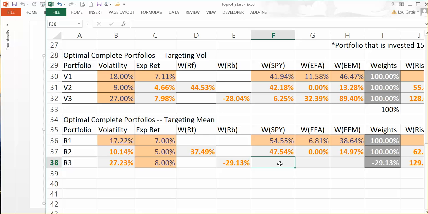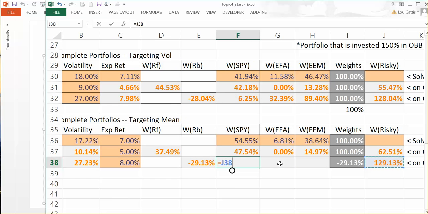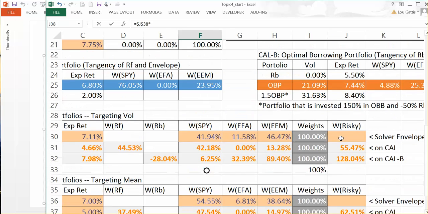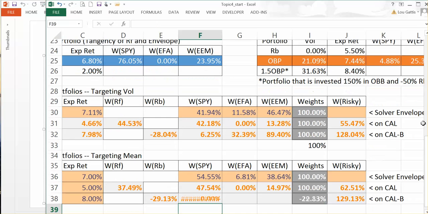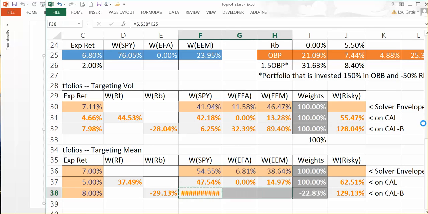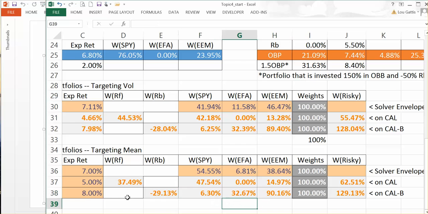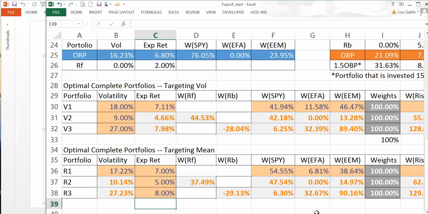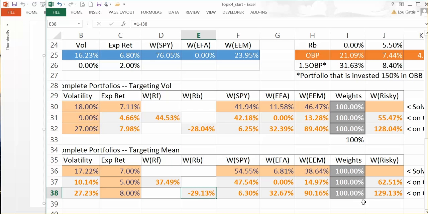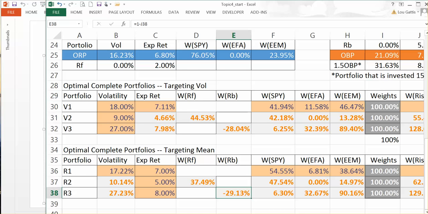And lastly, the weight of that portfolio would be 129%, anchor that cell, times the weight of SPY in that risky portfolio, 4.8%. And then I can copy that formula, and here are my weights. If I want to build a portfolio with 8% mean, I would leverage it by borrowing 29% of my wealth. So if I had $100, I'd borrow $29 at 5.5%. That $129 is invested at 6 in SPY, 32.67 in EFA, and 90.16 in EMA. So that's our solution.